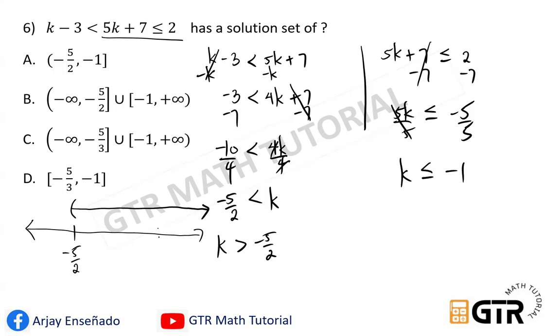So let's say negative 1 is here. So we have an equal sign. So that means negative 1 is included in the solution set, and it points to the left.